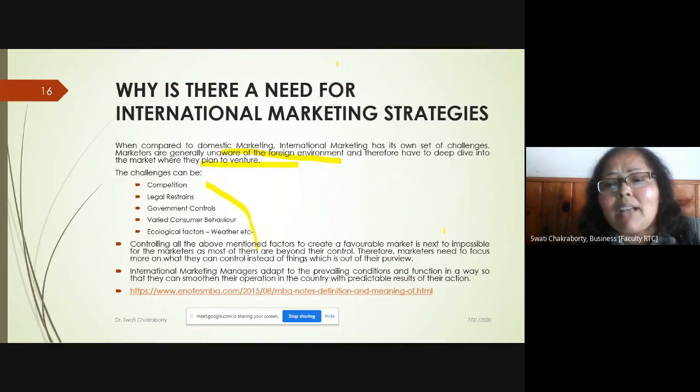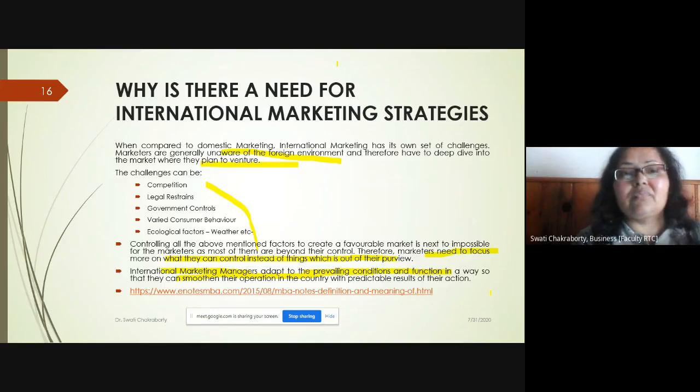So what marketers have to do is focus more on what they can control instead of things which are beyond their control, beyond their purview. So when we talk of international marketing, the international marketing managers adapt to the prevailing situations and conditions in that foreign market, so that their operations can be smoothened with results which are predictable.